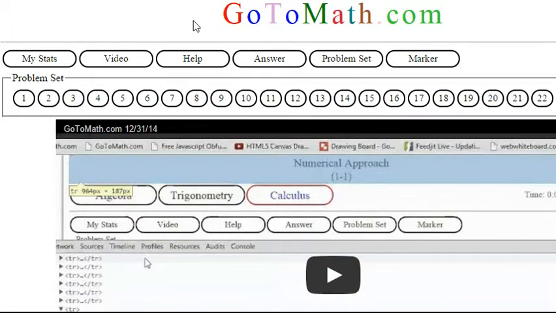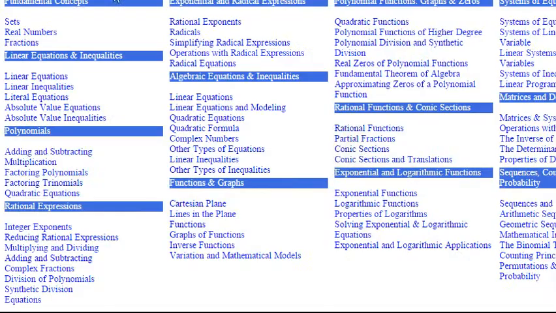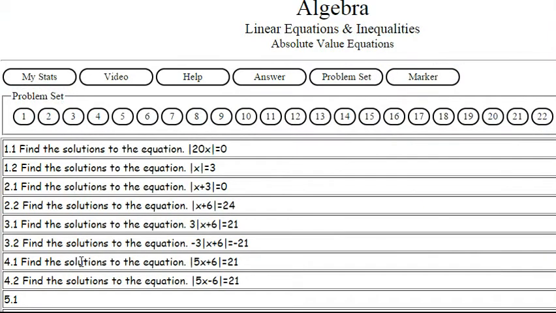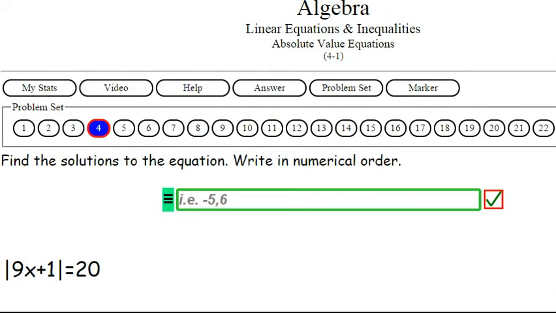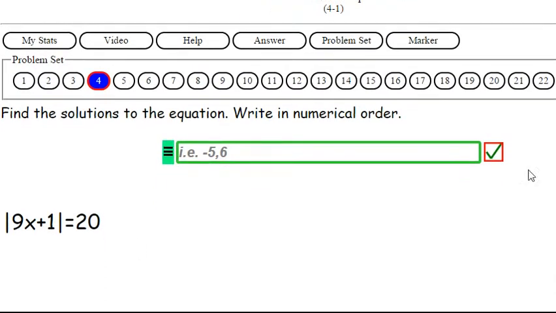We are at gotomath.com working some algebra. Let's go down to absolute value equations, and let's look at 4.1. Find the solutions to this equation, and of course we'll write the answer in numerical order in the box if you want to check that. Okay. So let's take a second here and write that down.